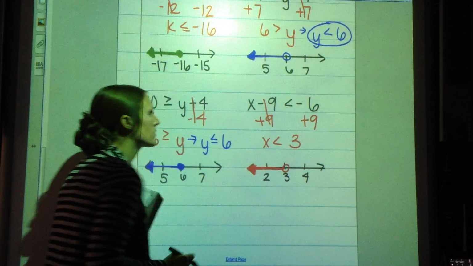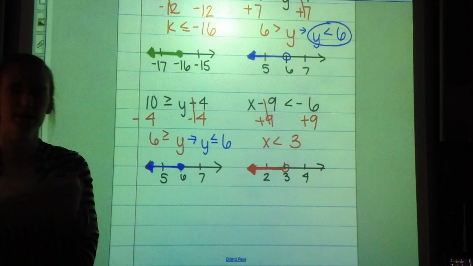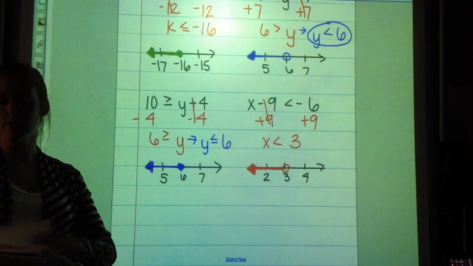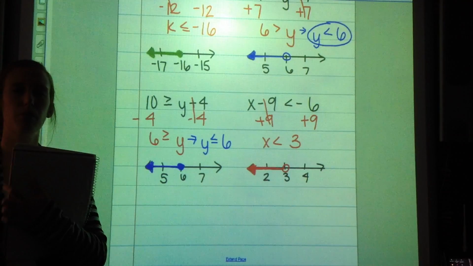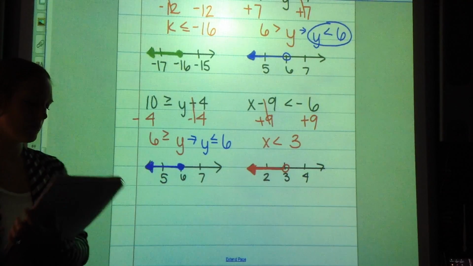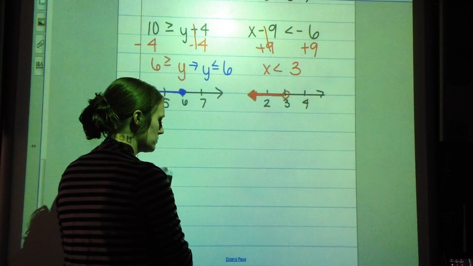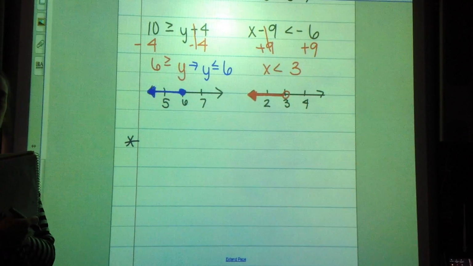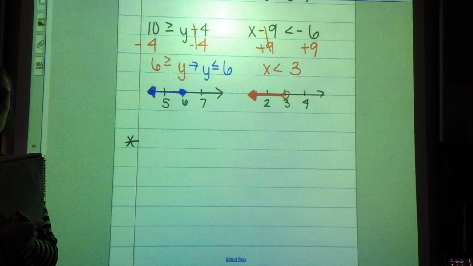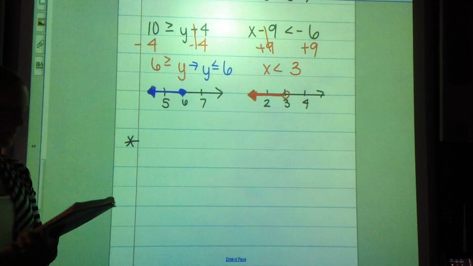Okay. So adding and subtracting, summing that up. Adding and subtracting is the same as solving equations. There's nothing new. But multiplication and division have something new. Okay, I'm going to make a little asterisk here. When you're multiplying or dividing by a negative number, you need to switch the inequality symbol.